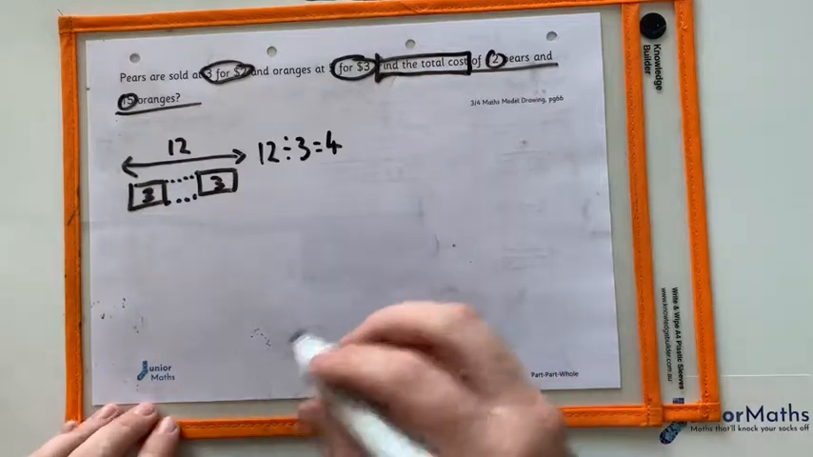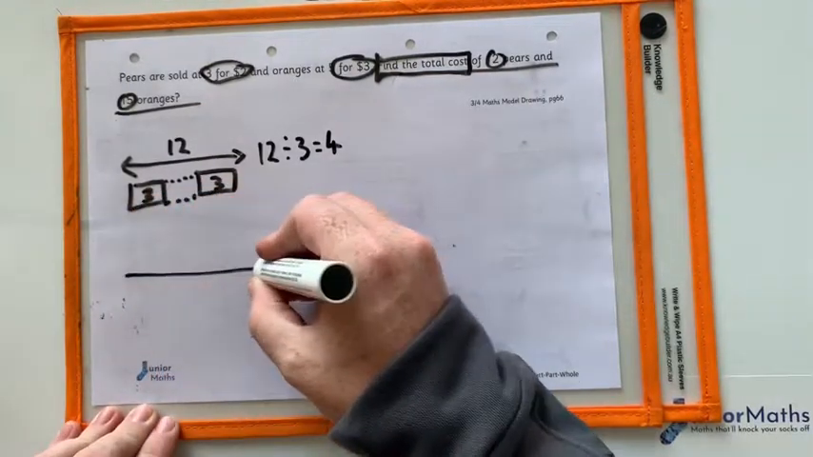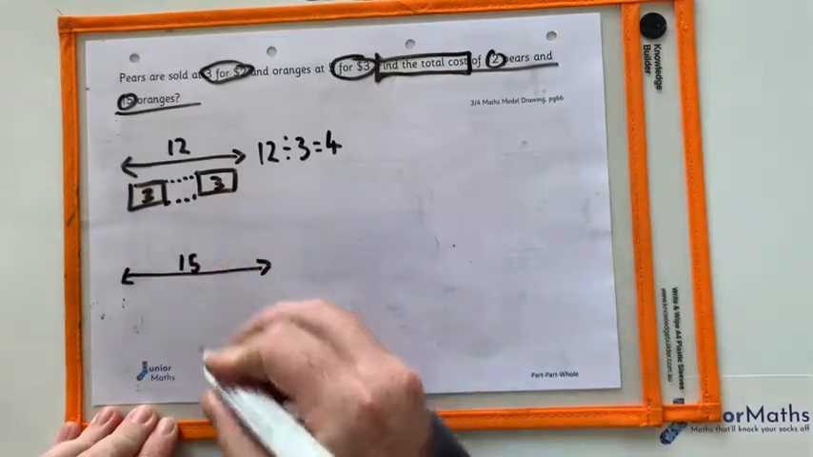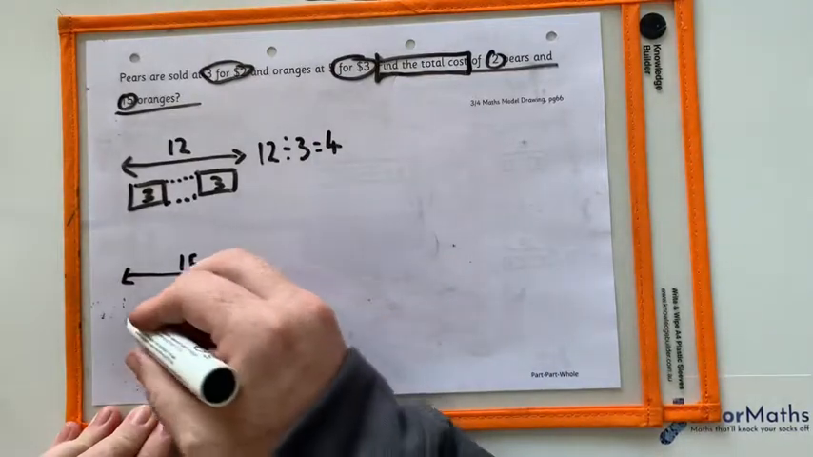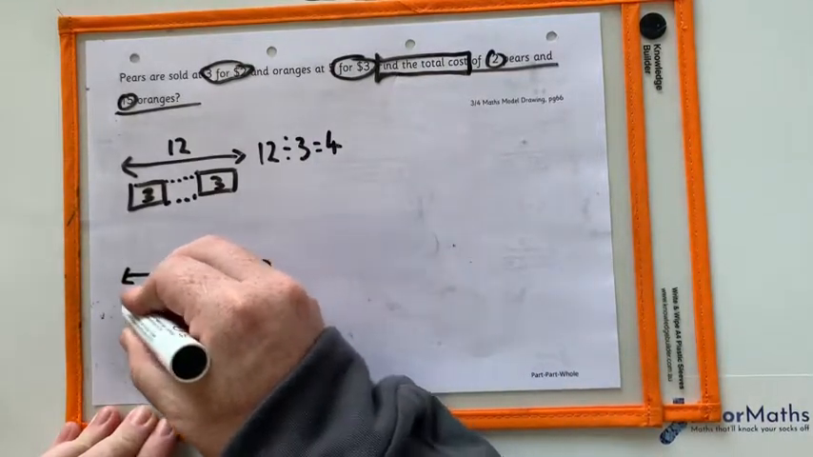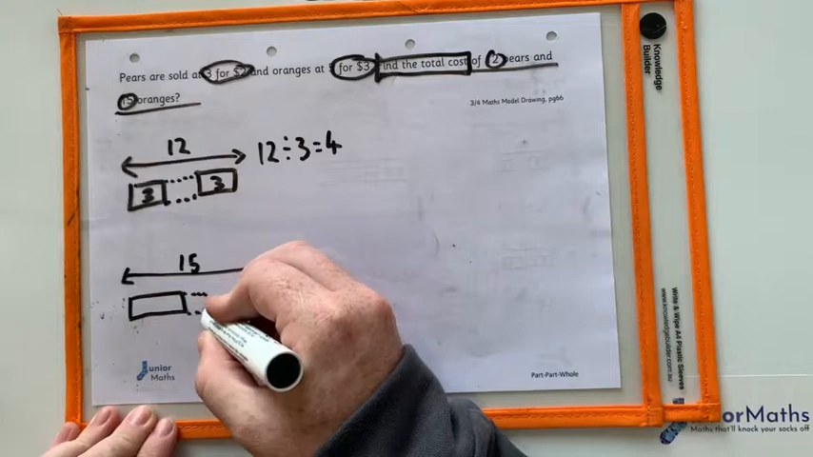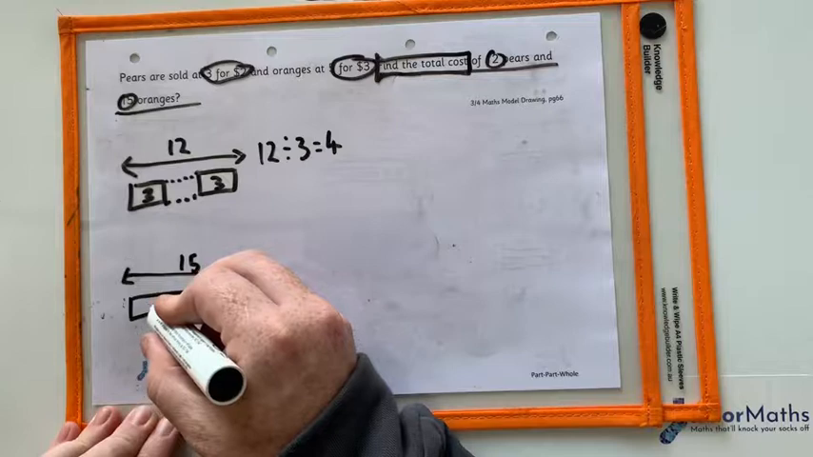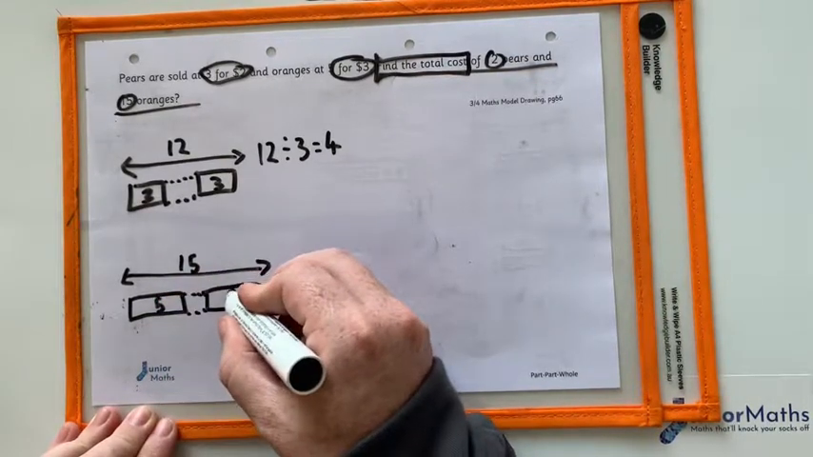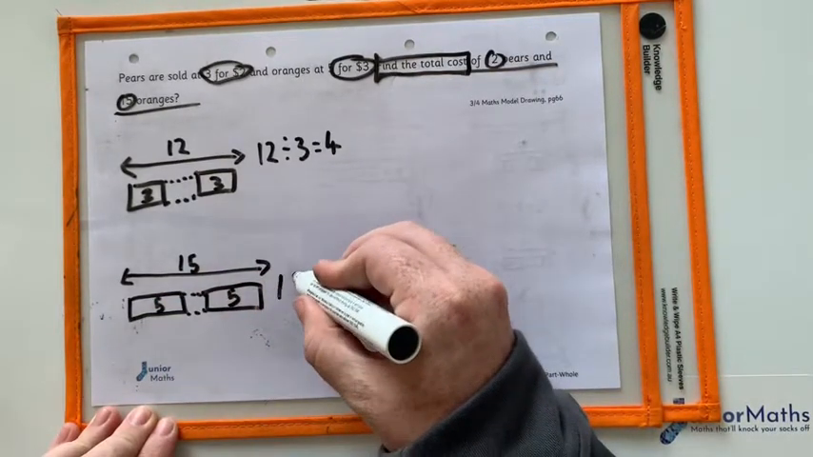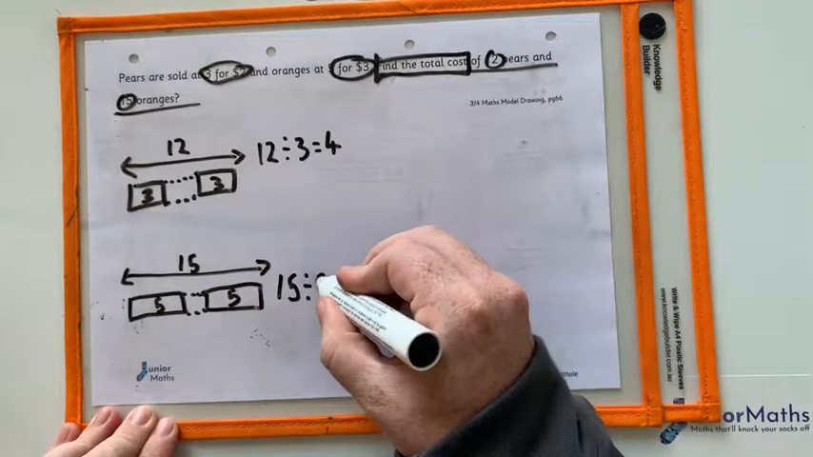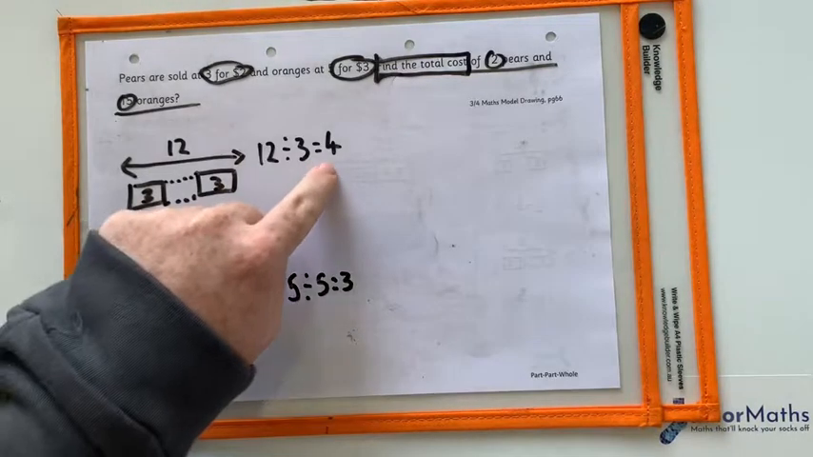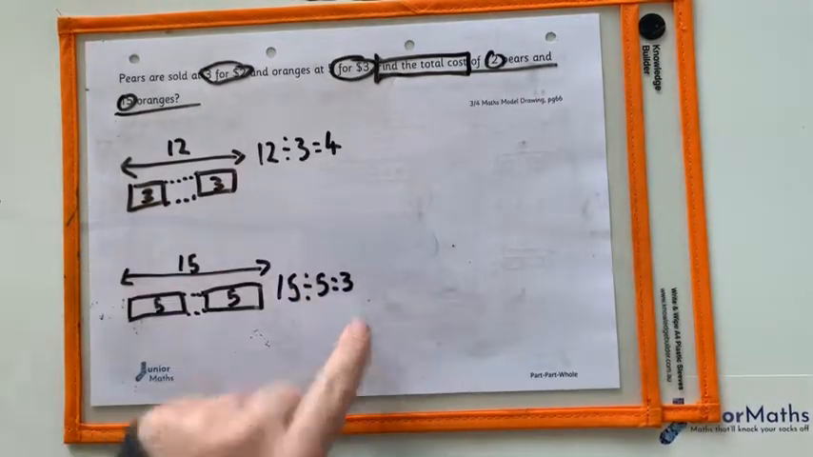Now for the orange, same thing. Buying 15 oranges. This time they come in lots of 5. Oh, I think I've gone a bit big there. So 15 divided by 5 equals 3. So I would need to buy 4 lots of pears and 3 lots of oranges.